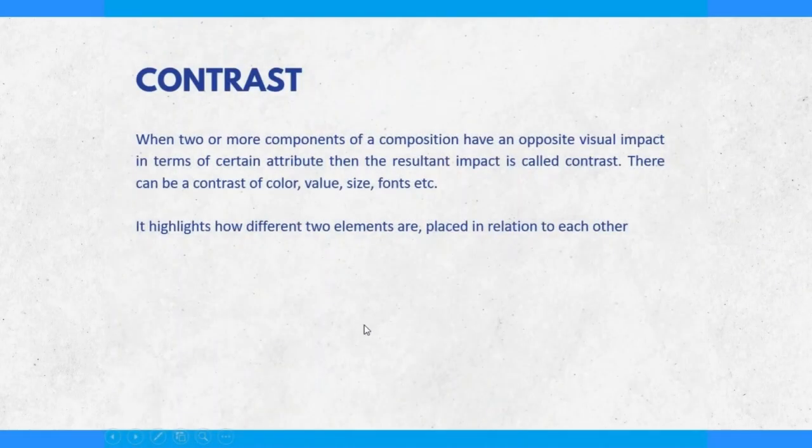Now let's talk about contrast. When you have two or more components in your design having opposite visual impact, you can see contrast in this case. Contrast talks about how different the elements in a design are. When you have two elements placed close to each other in a design, and you establish difference using a variety of elements, principles, or styles around it, you establish contrast. So that contrast is the degree of difference between the elements in that design.